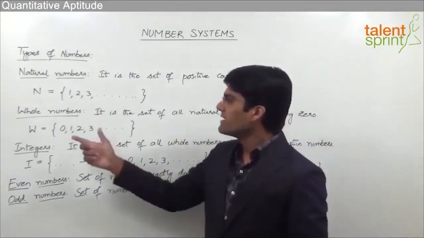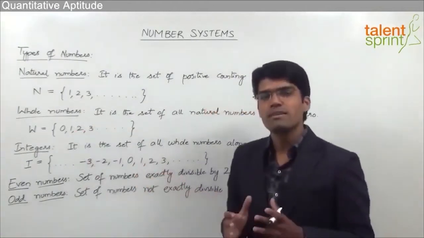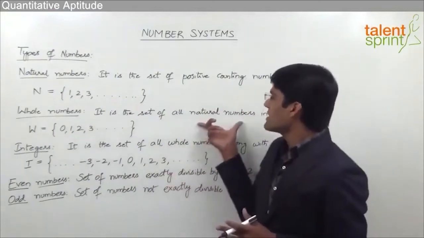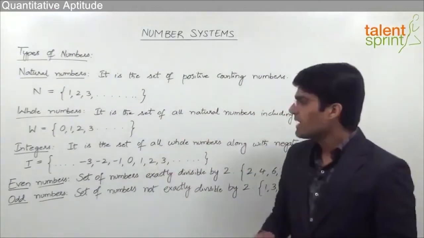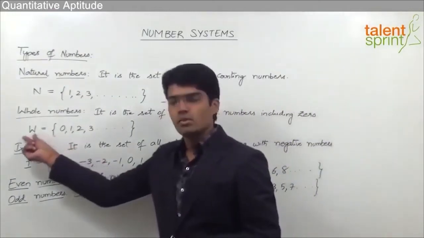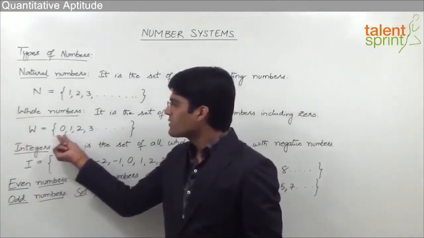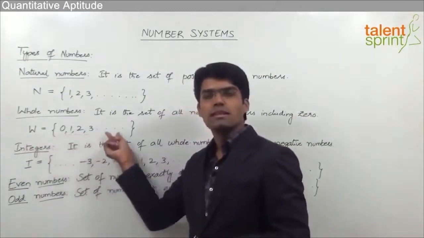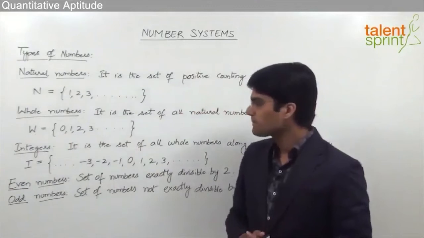The next one here is whole numbers. Whole numbers is a set of all the natural numbers including 0. It is generally denoted by the letter W, and as you can see, the set here consists of 0, 1, 2, 3 and so on up to infinity.